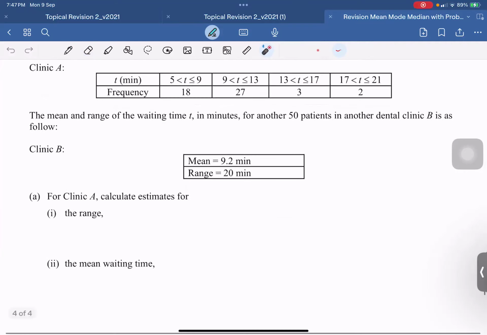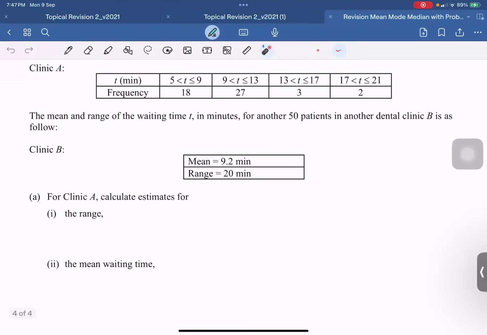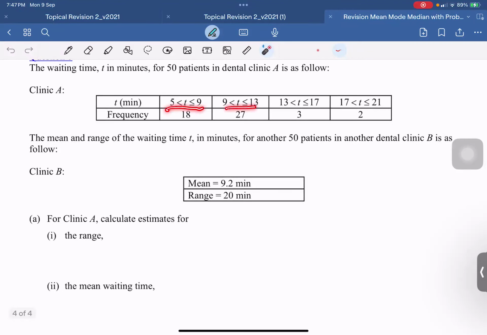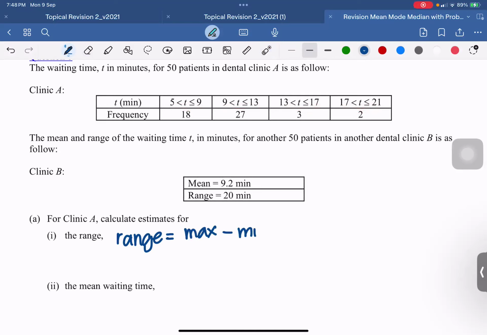For the first part of the question, for clinic A, calculate the estimate for the range. Why is it an estimate? Number one, we do not know the raw data. We do not know the actual original raw numbers, so we can only use an estimate. Do you all know how to find range? Range is the maximum minus the minimum. This is just an estimate because I do not know the actual raw data.